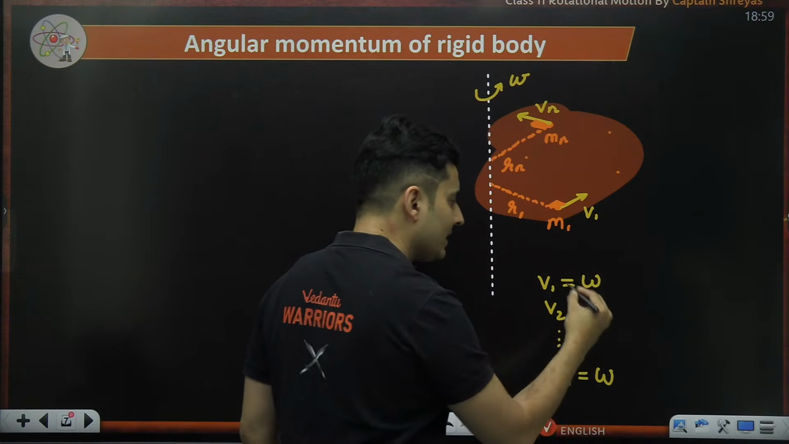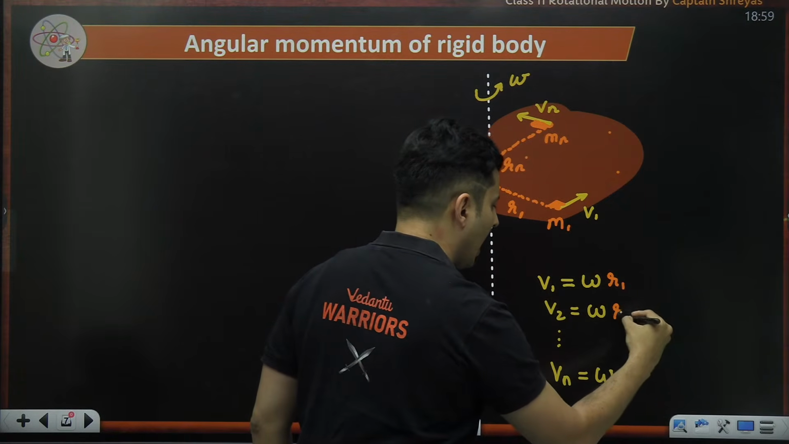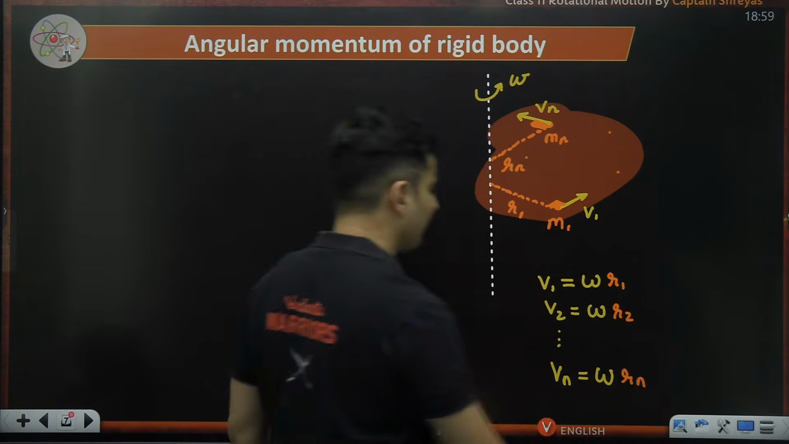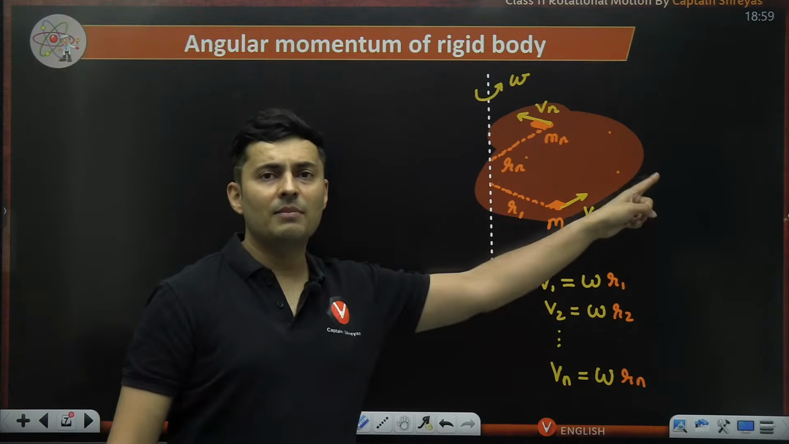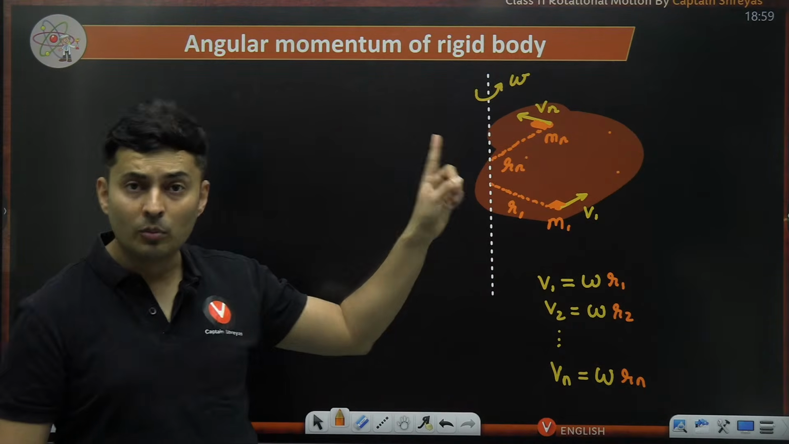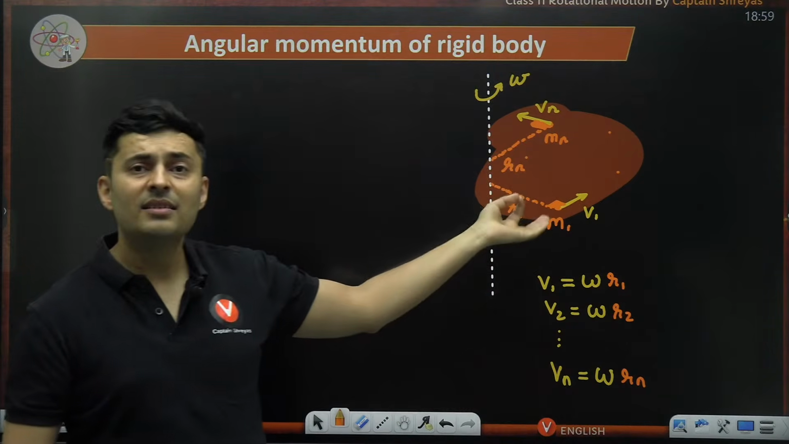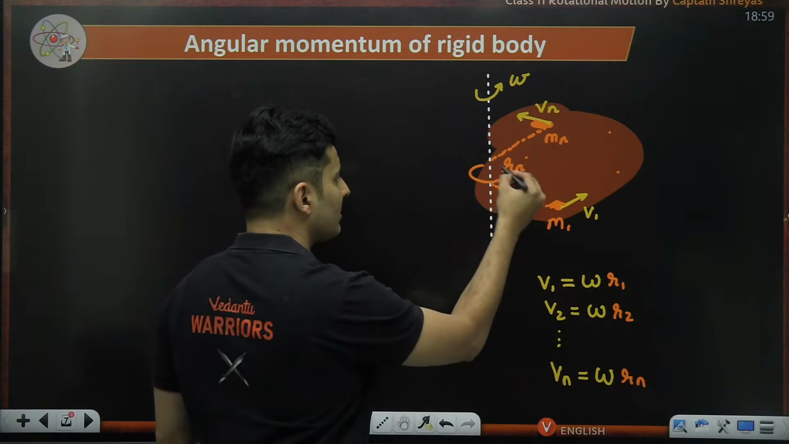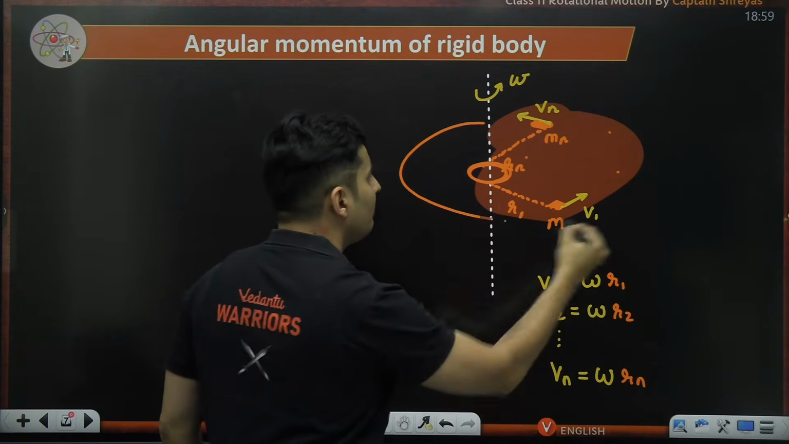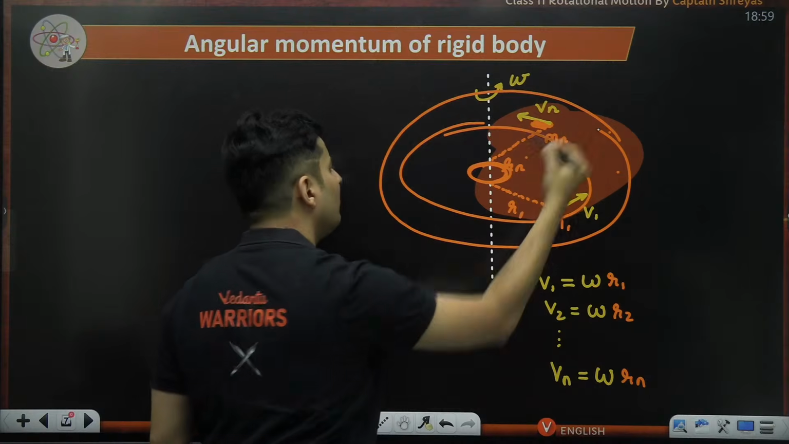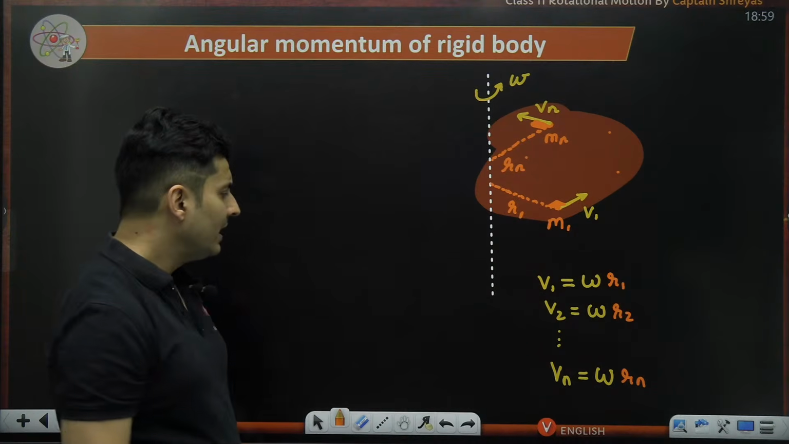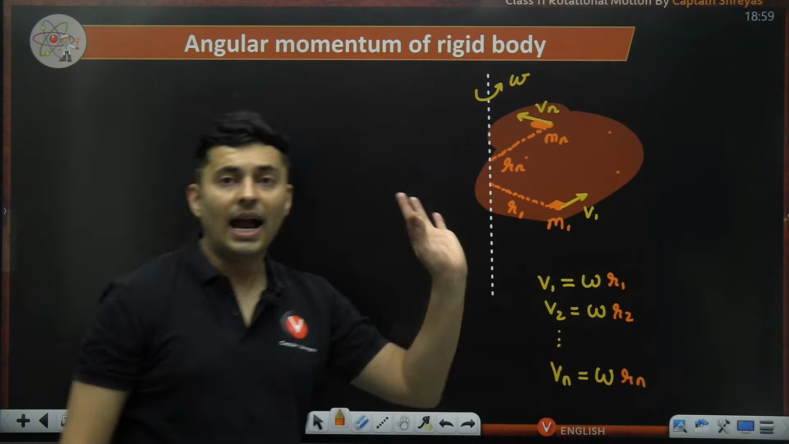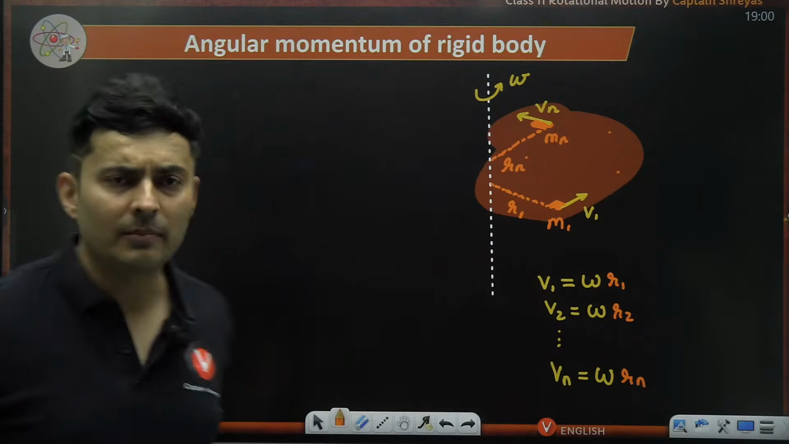The difference is r1, r2, r3, rn. That is why the farther the mass, the bigger the circle, so more velocity; the closer the mass, the smaller the velocity. If it is going in smaller circles, less velocity; big circles, more velocity; even bigger, even more velocity. That's why linear velocities are different, while angular velocities are obviously the same.